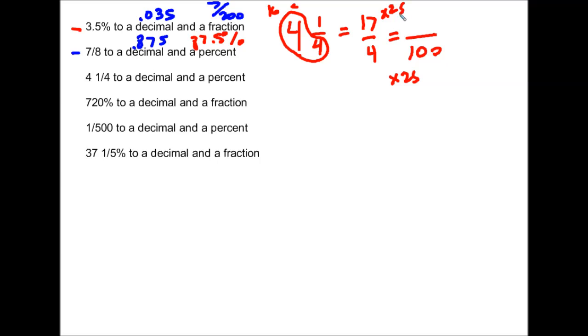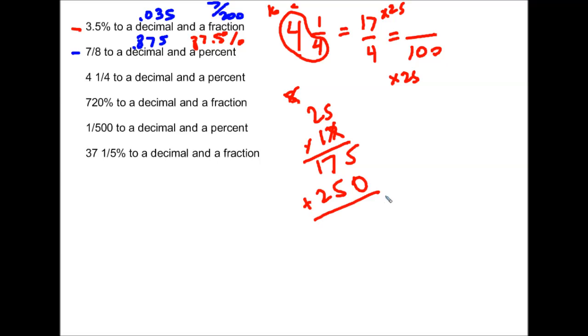17 times 25 would be 5 times 7 is 35. 7 times 2 is 14, plus 3 is 17. 1 times 5 is 5. 1 times 2 is 2. I add them together, and I get 425. So I get 425 over 100.